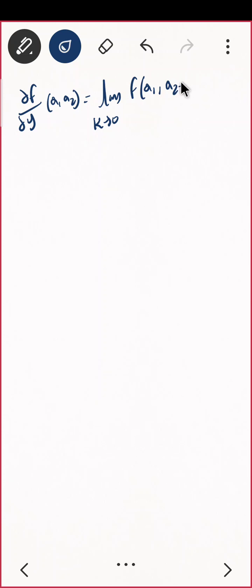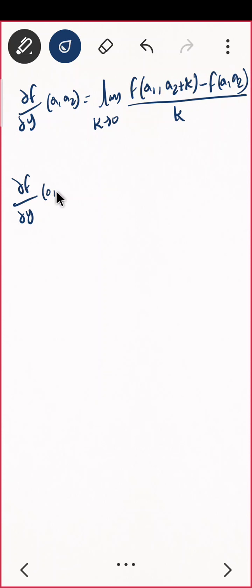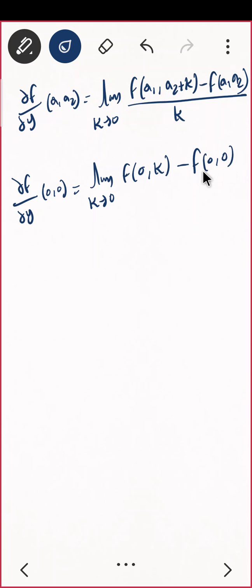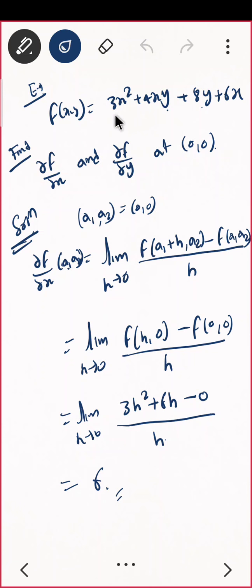Okay, let us quickly do dou f by dou y. What is the formula of dou f by dou y at e1 e2? Same thing, limit k tending to 0, f of e1 comma e2 plus k minus f of e1 e2, and that is divided by k. And now if I put e1 e2 as 0 0, I'll be having dou f by dou y at 0 0 equal to limit k tending to 0, f of 0 comma k minus f of 0 0, and that is divided by k. Let us put it in the equation and see what comes. This became 0, this became 0. Those terms having x will be 0.